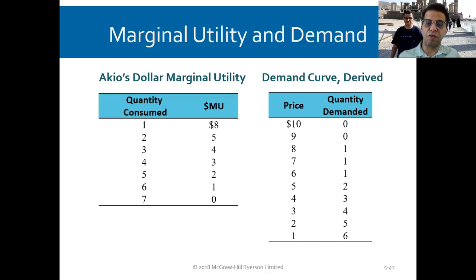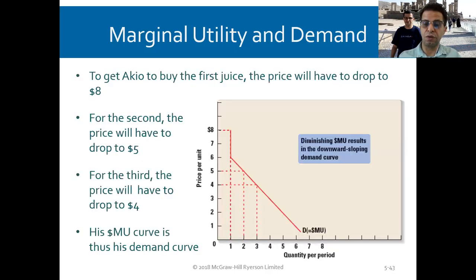So the demand curve is driven by the marginal utility of each unit. If we look at it as a graph, to get him to buy the first juice, the price will have to drop to $8, because if it's $10, he's not buying anything. At $8, he's willing to consume 1 unit. As the price becomes 5, he's willing to consume 2. As the price becomes 4, he's willing to consume 3 units. So diminishing marginal utility results in the downward slope of the demand curve.